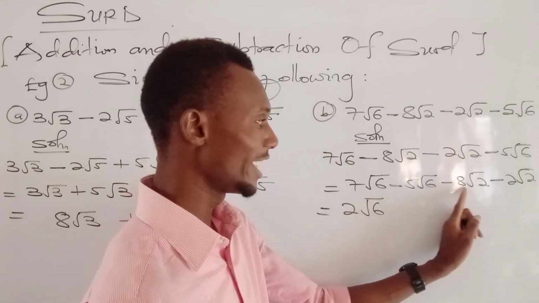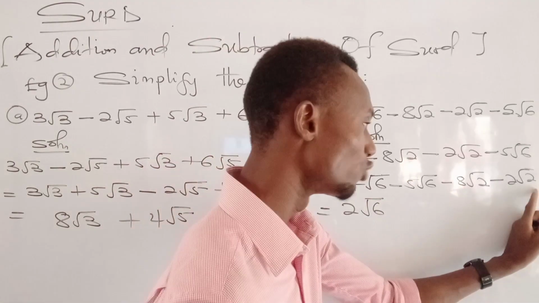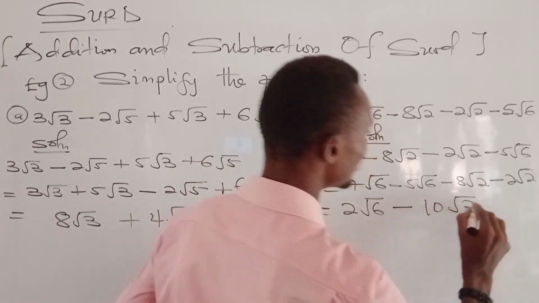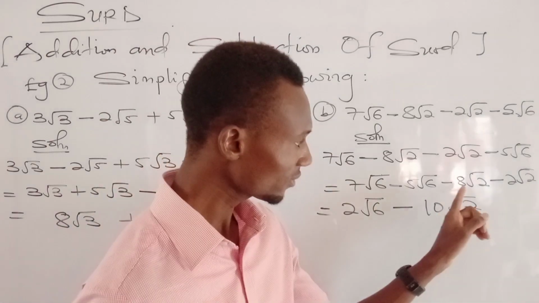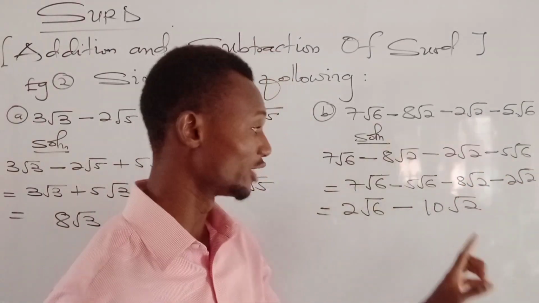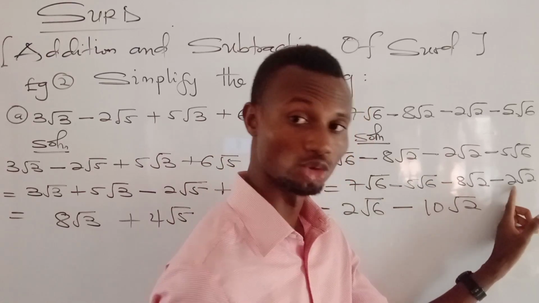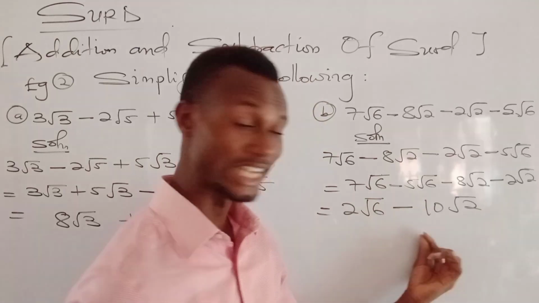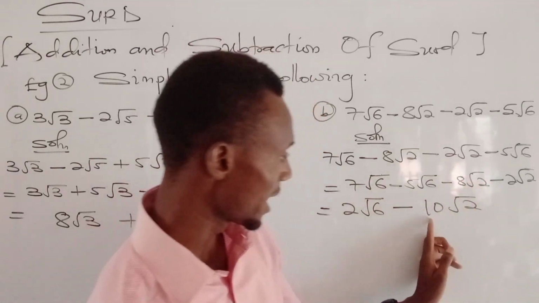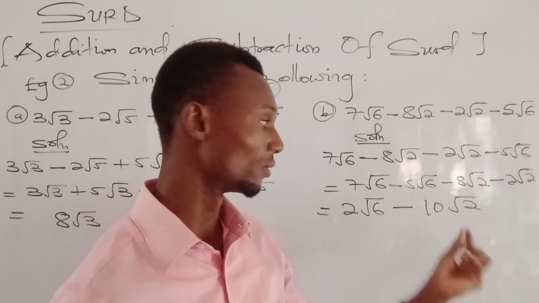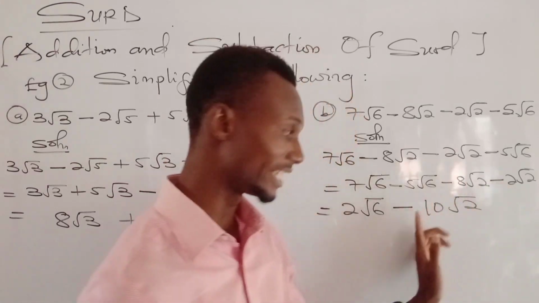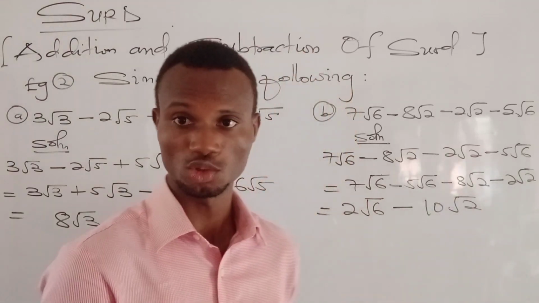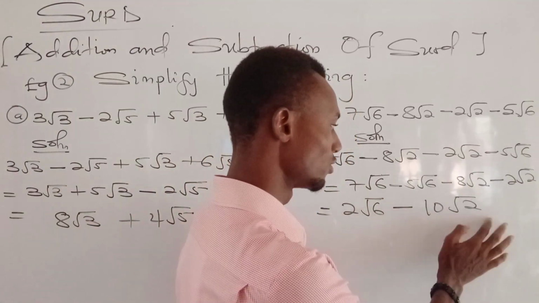Now let's go ahead and simplify this one as well. I have minus 8 root 2 minus 2 root 2, and that is going to give me minus 10 root 2, and I hope you agree with me. So watch it. Minus 8, we deal with the coefficient. So minus 8 minus 2 gives me minus 10. So the coefficient is what we handle. Then you just pick one of the root 2 and attach it to it. So it's going to be minus 10 root 2.